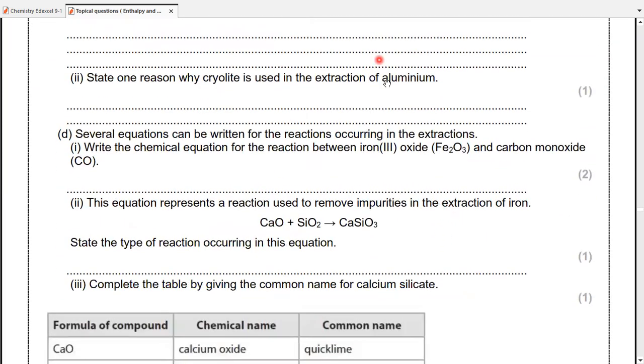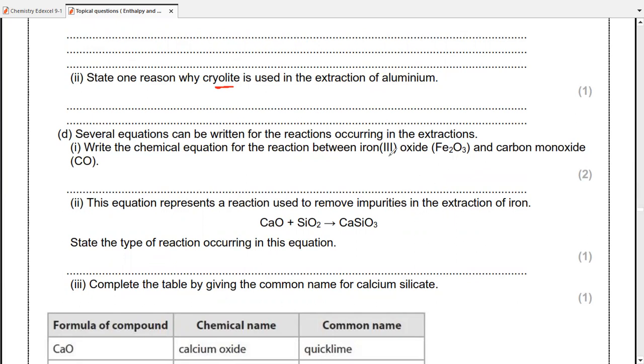Of course, this one is a part of the course. Why do we use cryolite in the extraction of aluminum? To reduce the temperature. To reduce the operating temperature, but you need to be very specific: from what degree centigrade? From 2000 to 1000, around 1000. Right. From 2000 degrees centigrade to 1000 degrees centigrade. Always be very specific since you already know quite a good amount of detail about it.